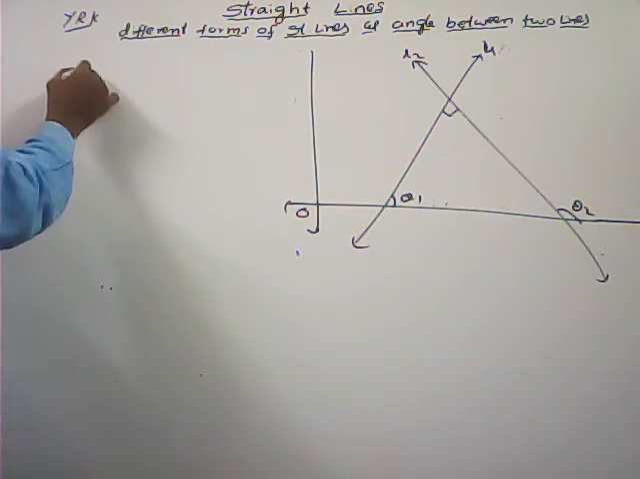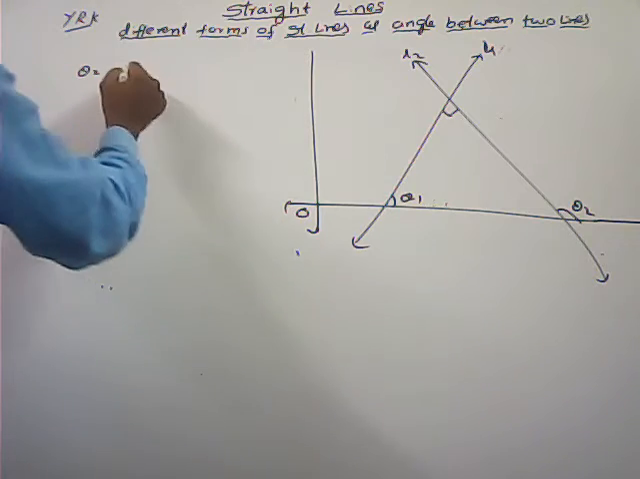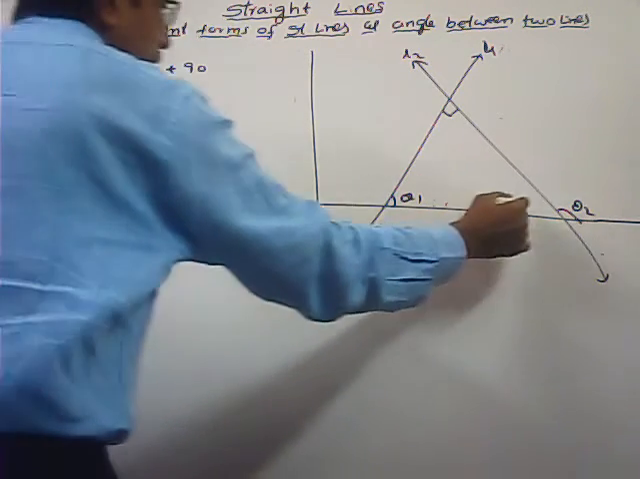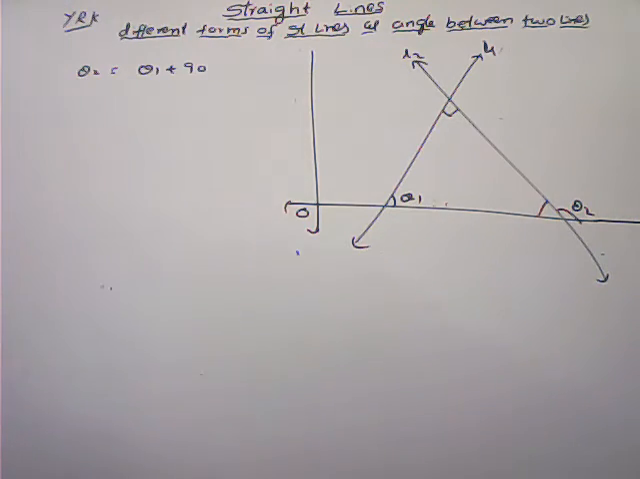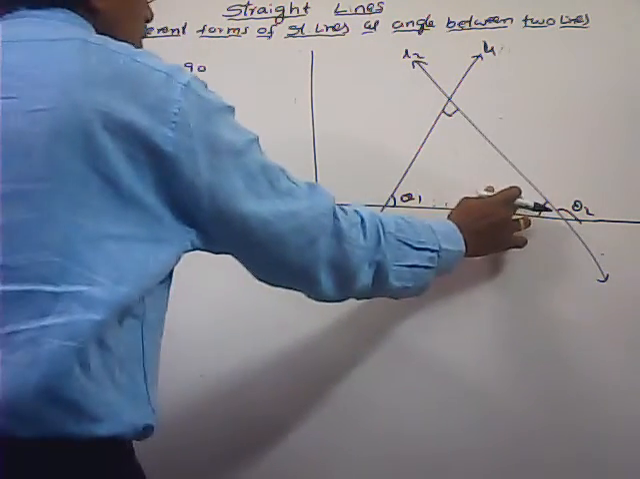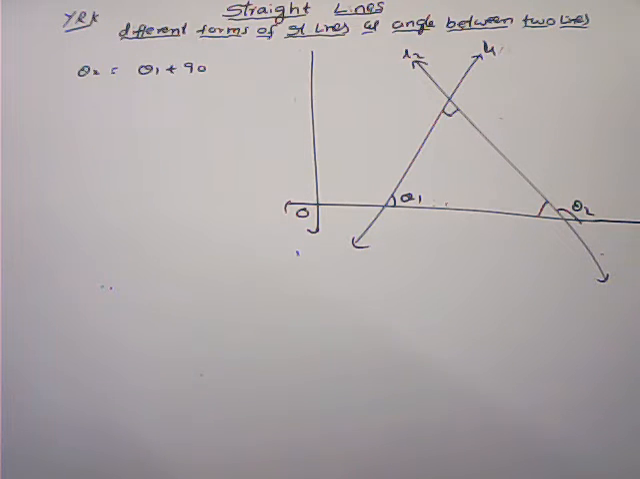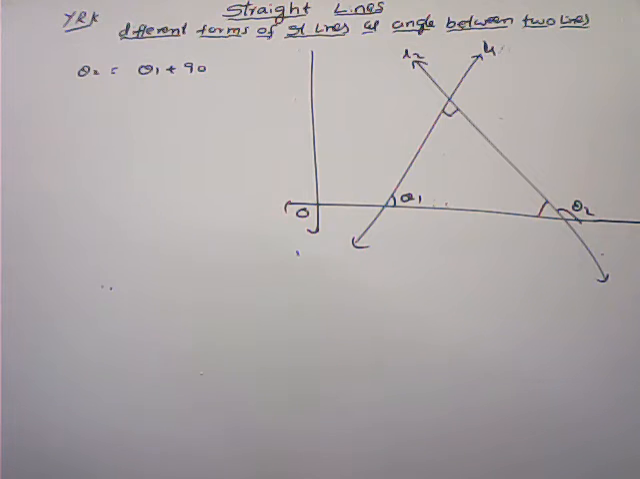Exterior angle of a triangle is equal to the sum of interior opposite angles only: theta 1 plus 90. Otherwise here you can take the linear angle, 180, so here we can write 180 minus theta 2. Then the sum of angles in a triangle is equal to 180. Then also we can get the same relation: theta 2 is equal to theta 1 plus 90.